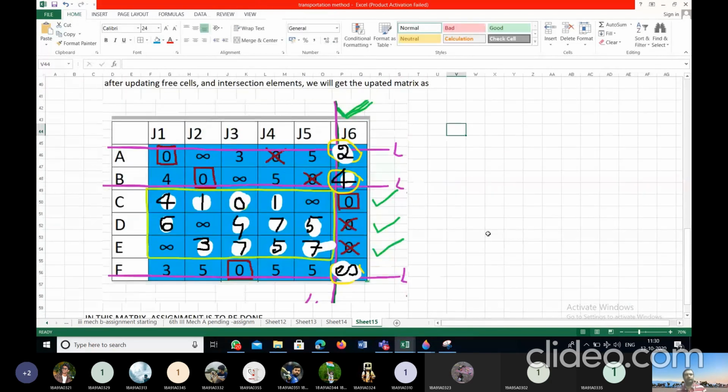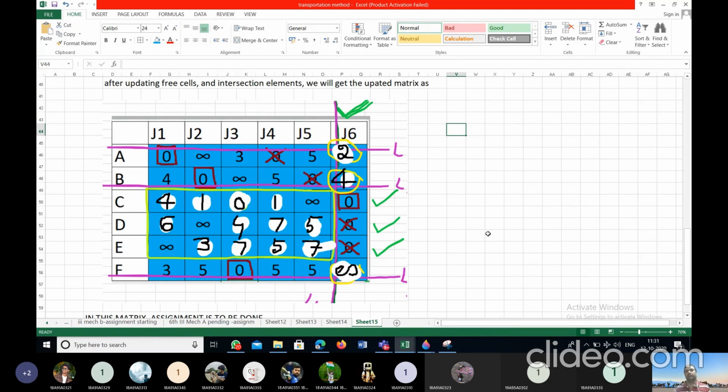Okay, so what are the values? 0 infinity 3 0 5 2 first row, second row 4 0 infinity 5 0 4, third row 4 1 0 1 infinity 0, fourth row 6 infinity 4 7 5 0, next E row infinity 3 7 5 7 0, and one more thing, remaining numbers are as it is, and last row F 3 5 0 5 5 infinity.